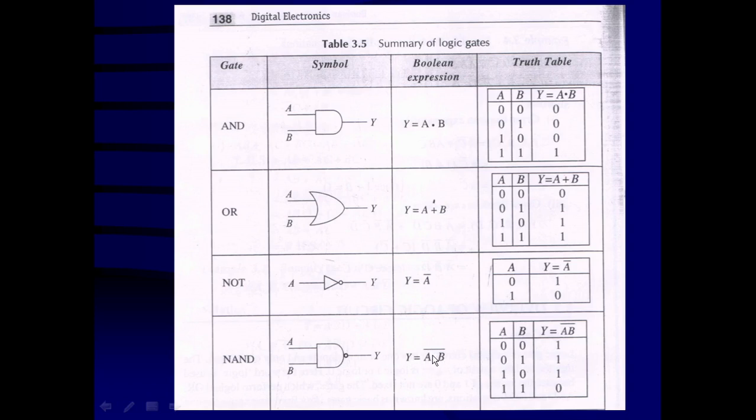Bar indicates that the AND gate output is going to be complemented. The output is nothing but the complement of the AND gate output. So whatever the truth table of the AND gate is, that is going to be complemented here. You can see that for the same input combinations, output is going to be complemented here. That's why it is called NOT AND gate.